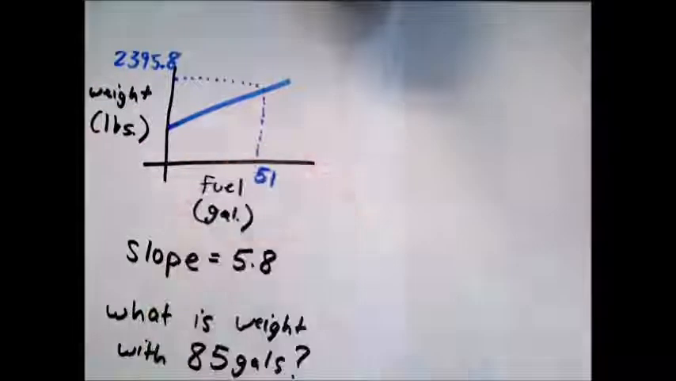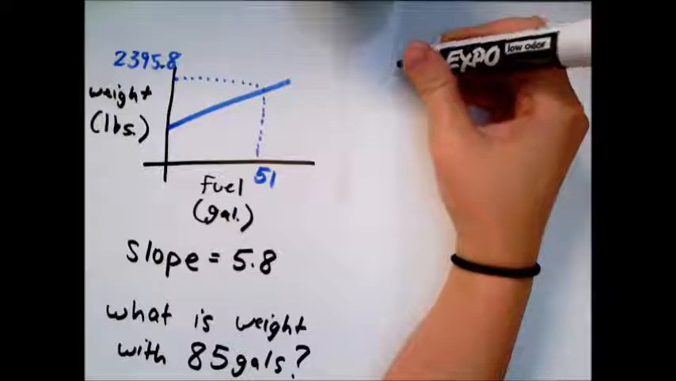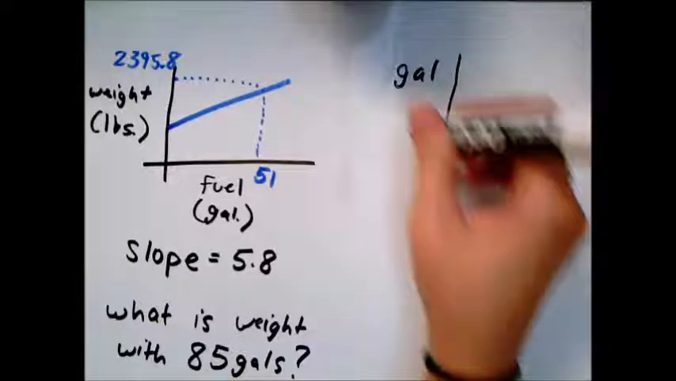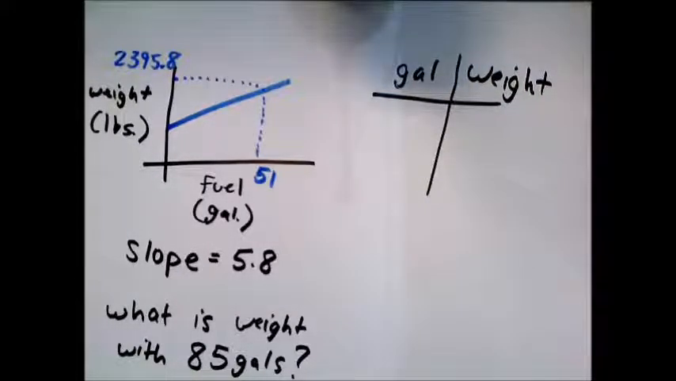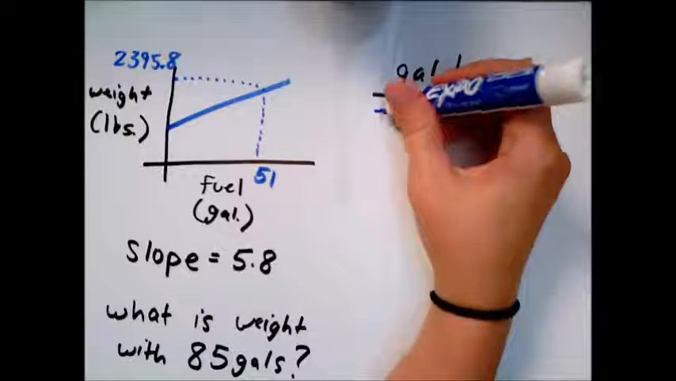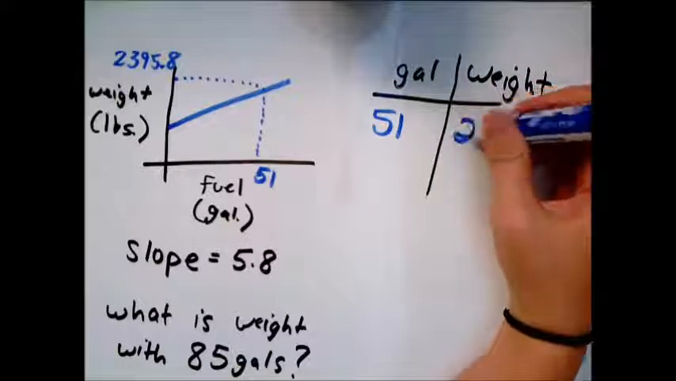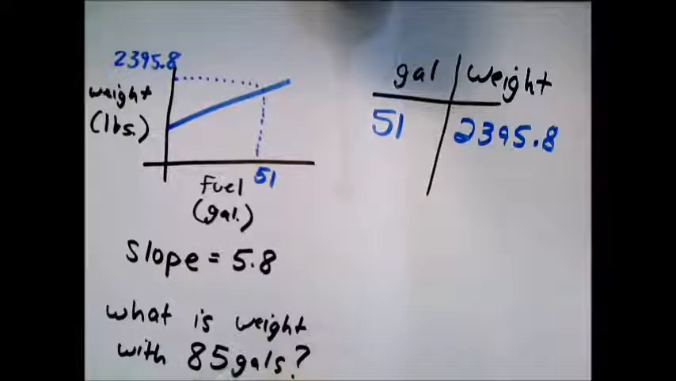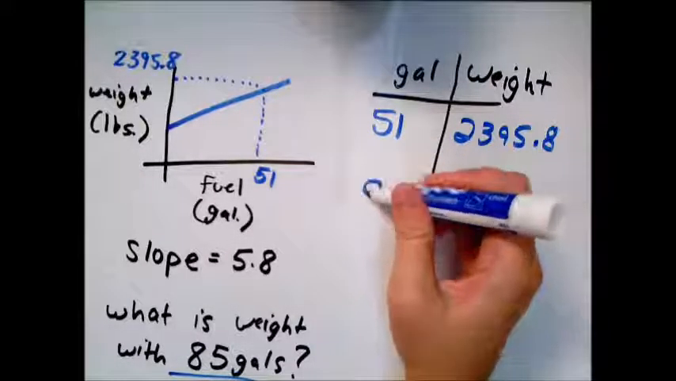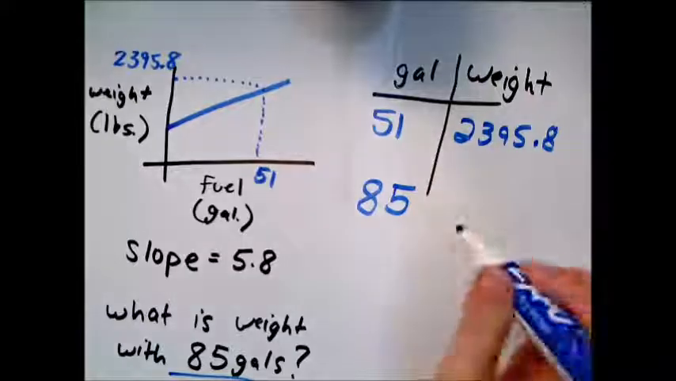So notice when they give you this little graph, what they're really telling you is a point. We just got to figure out this is X and this is Y. And so we know that something that has 51 gallons of fuel will weigh 2,395.8 pounds. And so what we're looking for is, what will the weight be with 85 gallons? So we know this one point, and we want to know this other point.